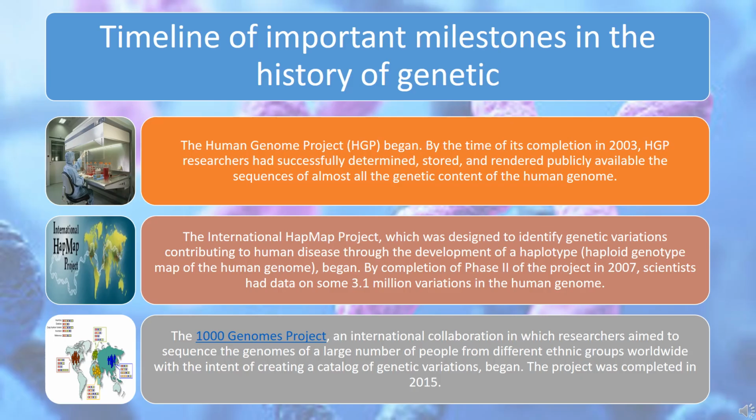The 1000 Genomes Project, an international collaboration in which researchers aim to sequence the genomes of a large number of people from different ethnic groups worldwide with the intent of creating a catalogue of genetic variations, began. The project was completed in 2015.